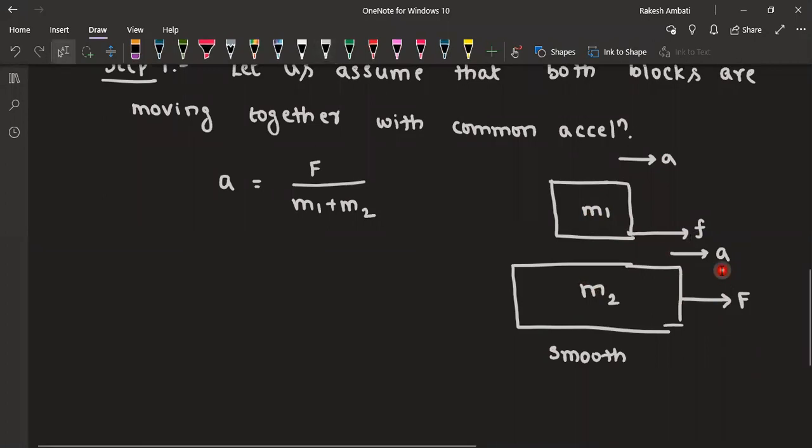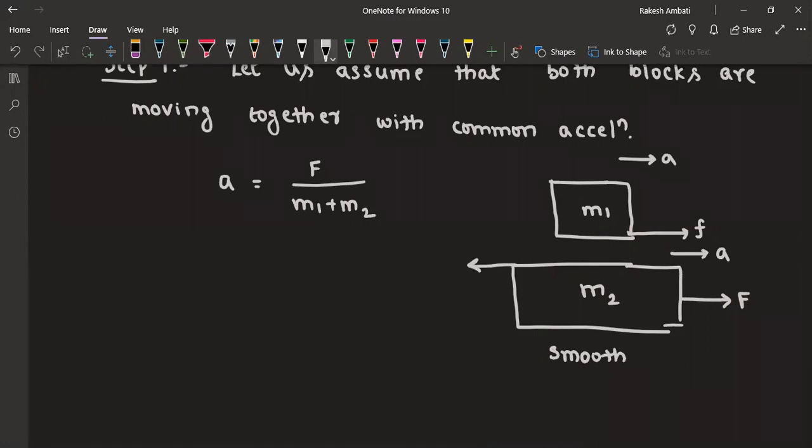Could you please repeat? In the case of M1, this frictional force is an action force. Then on M2, what is the direction of the frictional force acting? Backward, so leftward. The backward frictional force we have to draw on the top surface of M2.